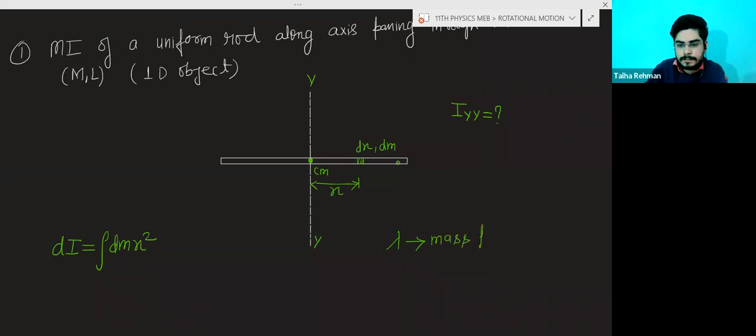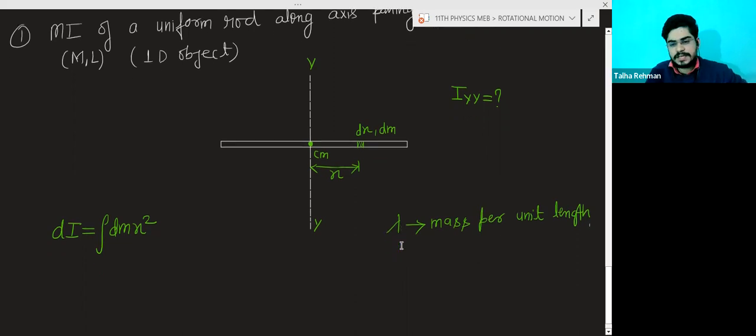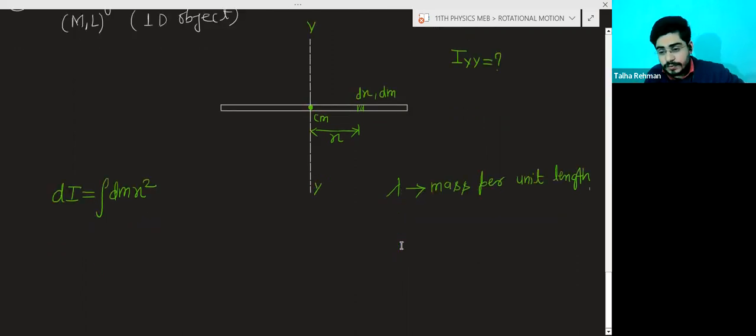Mass per unit length. Lambda is, we have just defined one constant, and this lambda is constant. Lambda is mass per unit length. What is the meaning of lambda for this rod?